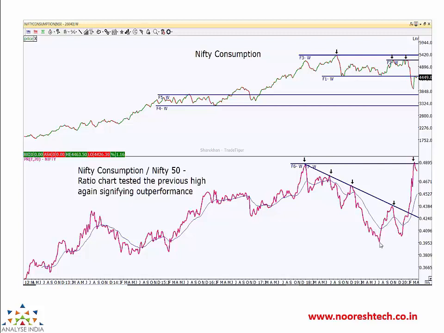What does it indicate? It indicates that in the similar time where Nifty consumption had no return, Nifty 50 went up significantly. That is why the ratio chart came down significantly. Cut to now, what happened is Nifty fell significantly while the Nifty consumption is still in the same range. What happened is the ratio chart bounced up significantly.